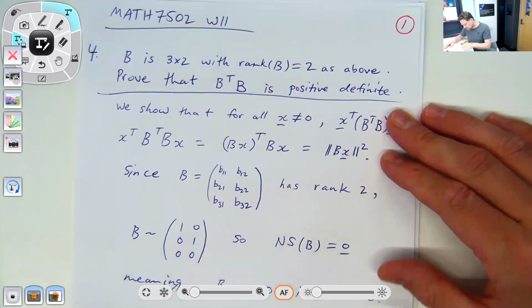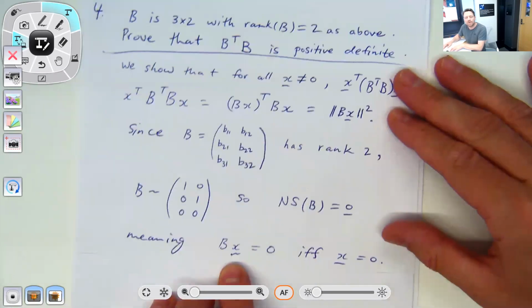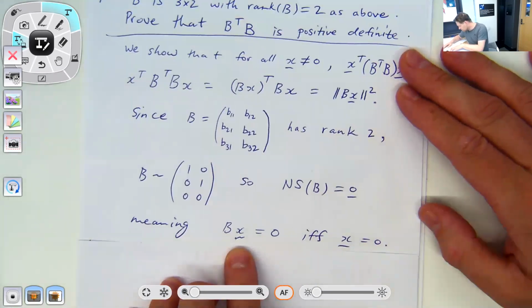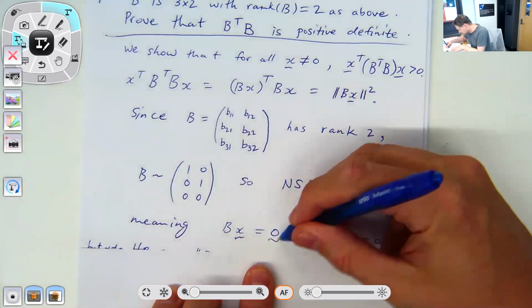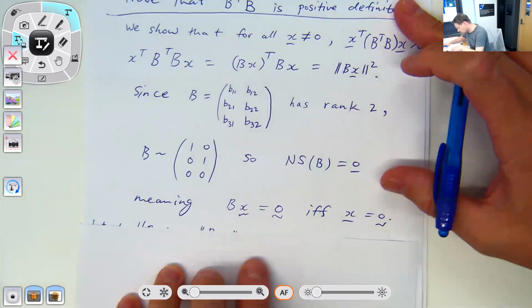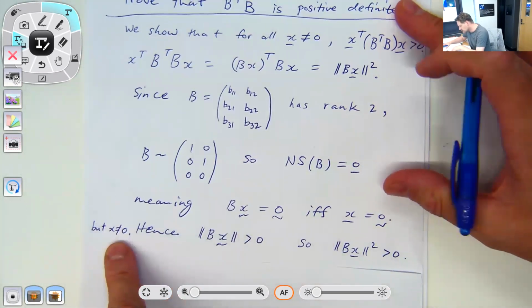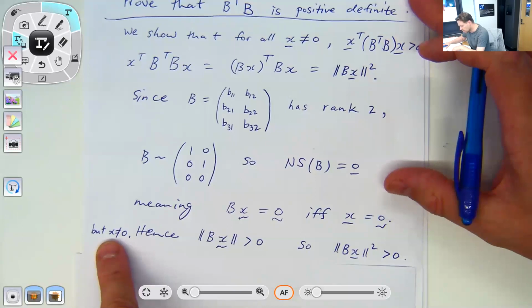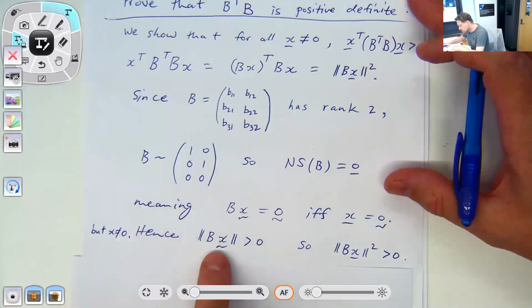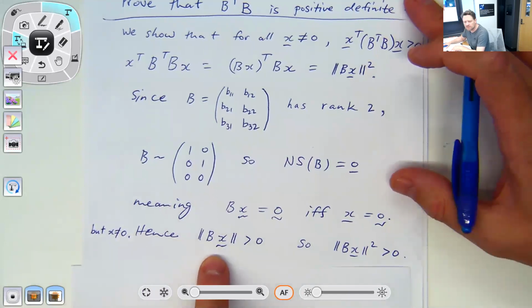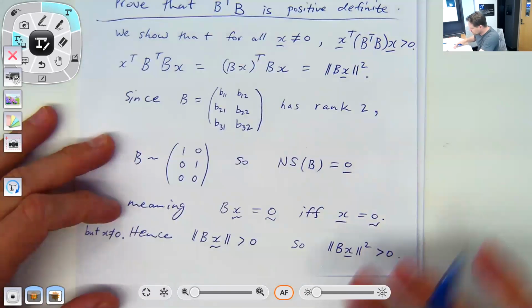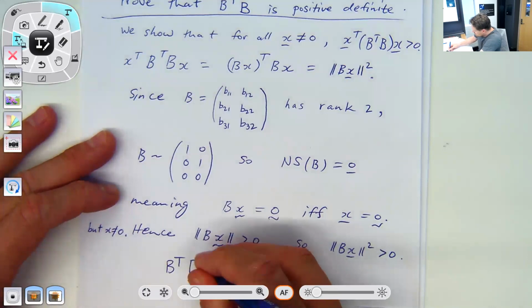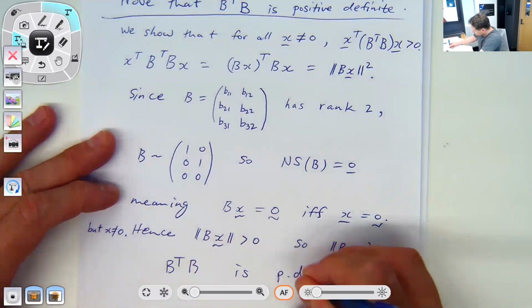What that means is that B times the vector x is the 0 vector if and only if x is the 0 vector. But we've assumed that x is non-zero, so the norm of Bx is positive, and so the square of the norm is positive. We conclude that B transpose B is positive definite.